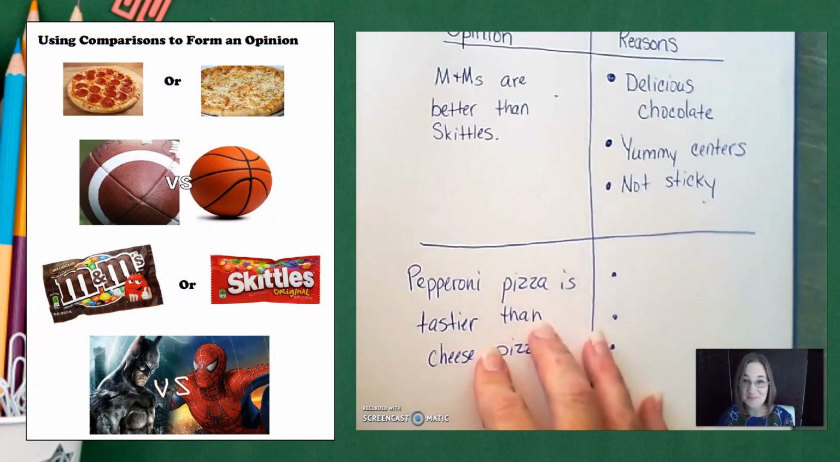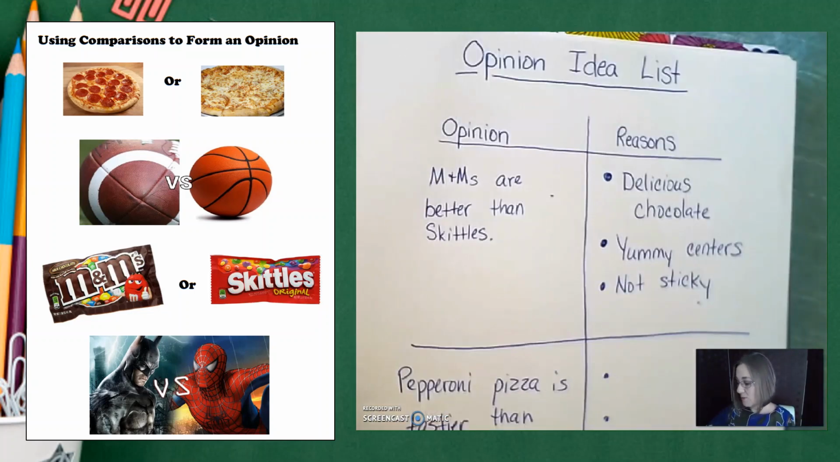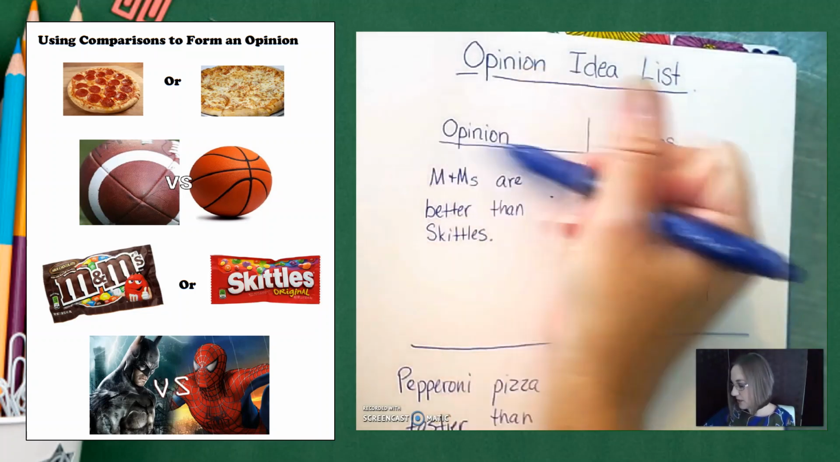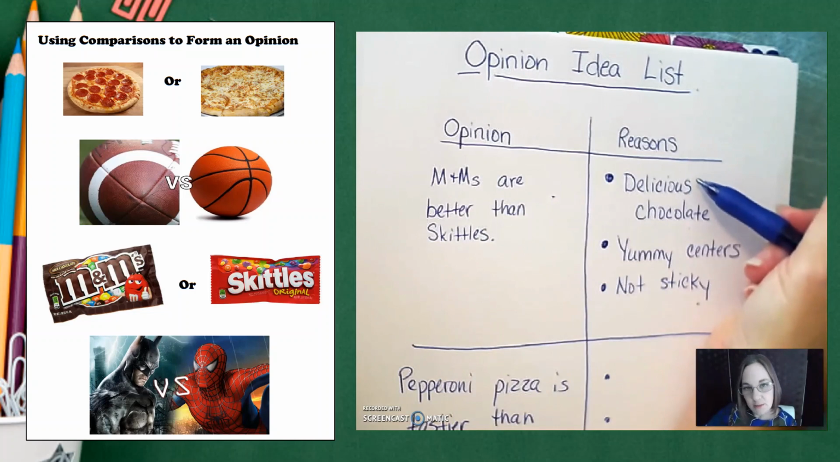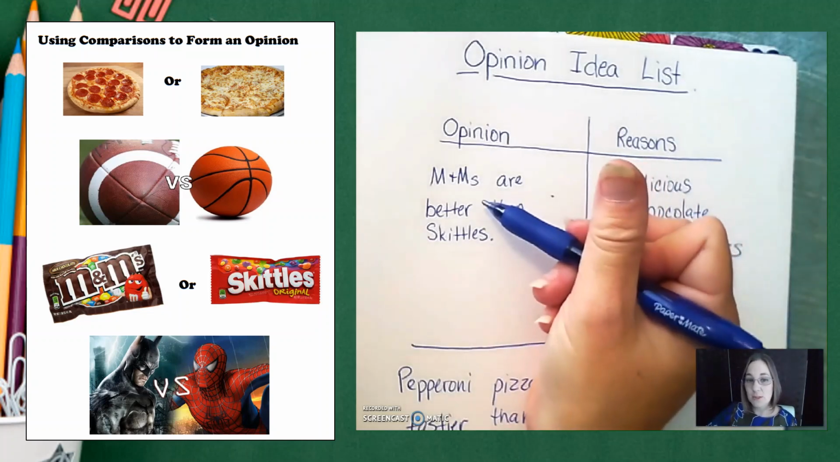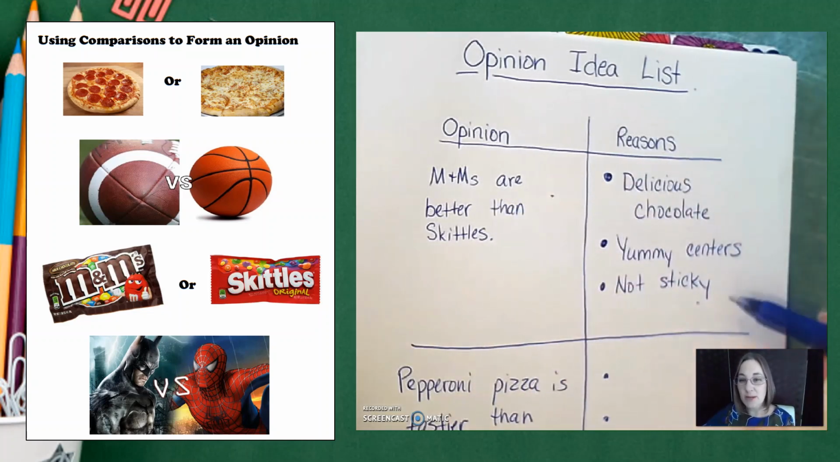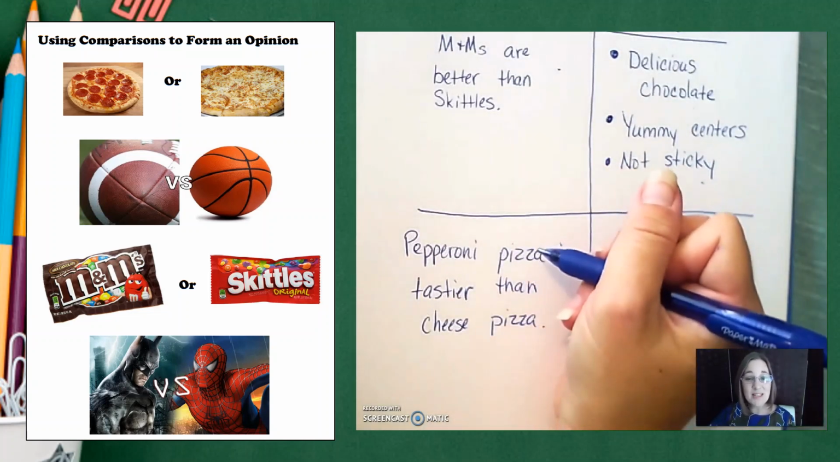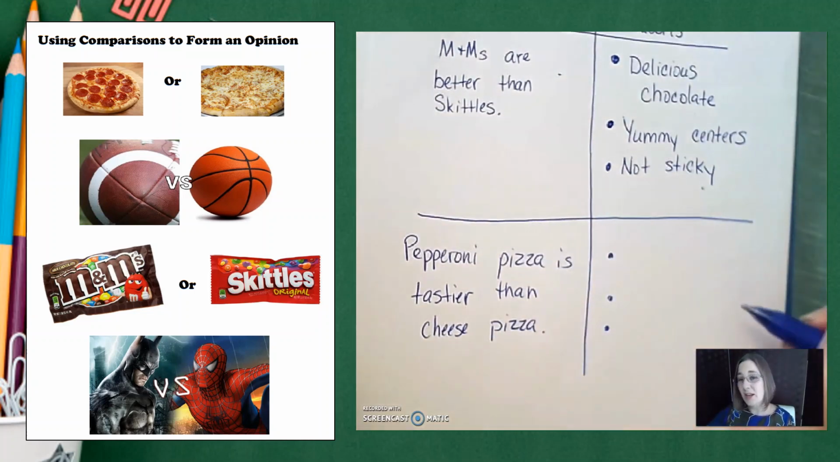So do you see how I labeled at the top opinion idea list? I made a T-chart with opinions and reasons. Then I looked at my comparison page and I thought, which topic is important to me? And I chose a topic, and then I made my opinion. M&Ms are better than Skittles, and I listed my reasons. I picked another topic. I wrote my opinion. Pepperoni pizza is tastier than cheese pizza. And later on during my independent writing, I'm going to go back and add some reasons. That's what your job is going to be today.